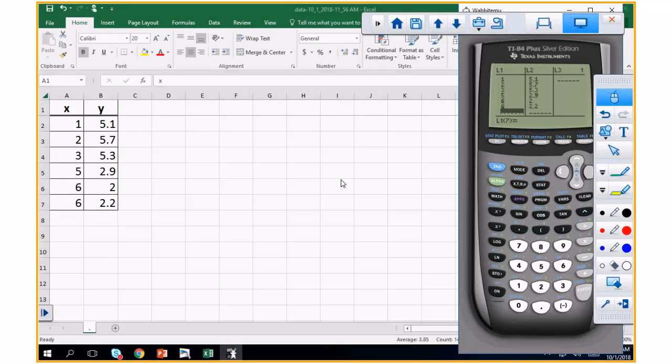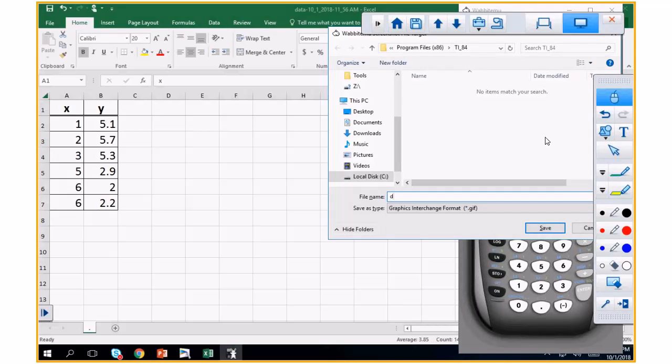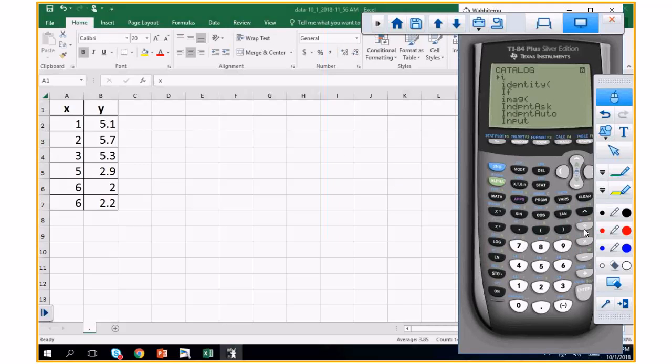All right. Now, there's something else I need to tell you. Go to second zero. It should have a catalog right there. Go to second catalog and type in D. Go down to diagnostic. And make sure you have diagnostic on. Everybody look at the screen so you can see it. Hit diagnostic, hit enter, and make sure the diagnostic is on. Everybody did that? Okay, for those of you that have a calculator, make sure you turn the diagnostic on.